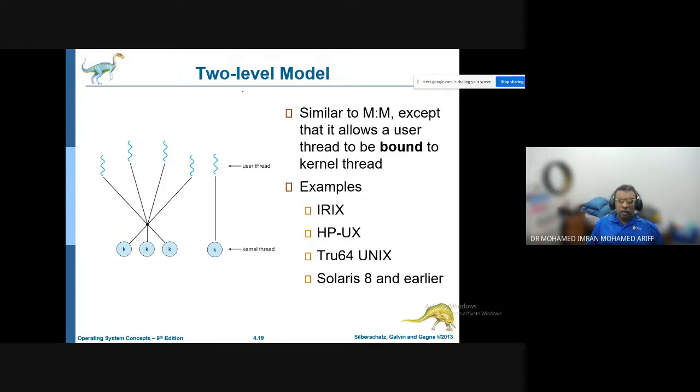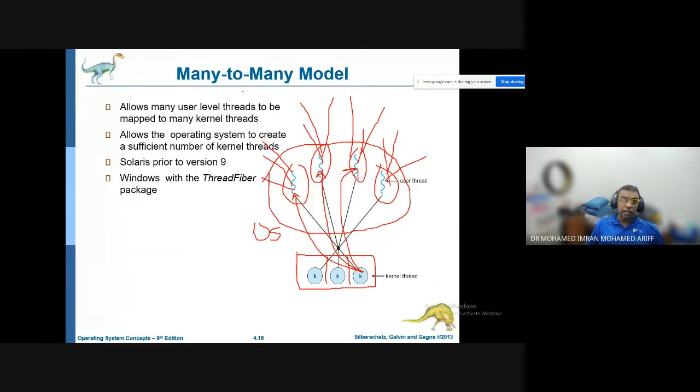All right. Next, we go into a different step. We also looking into a 2 level. It's almost similar to many. All right.